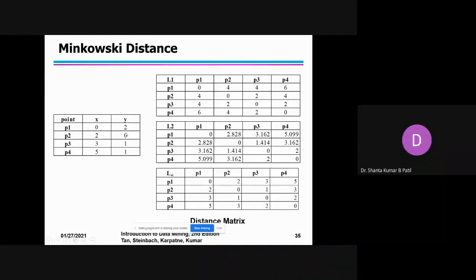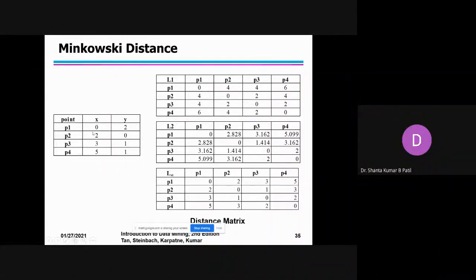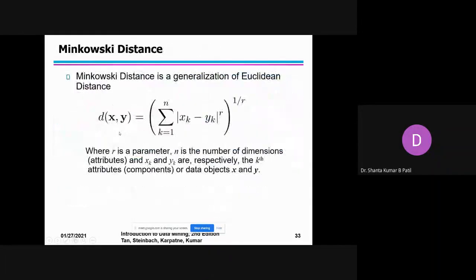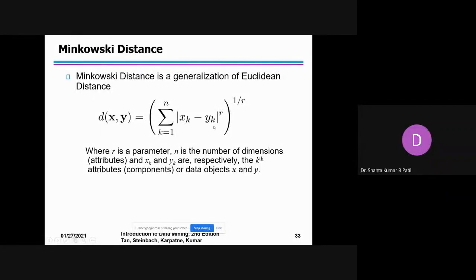Subtract again. You need to subtract the y value of P2 from the y value of P1. So you are subtracting. It is a -2, whereas this is a +2. So you are taking the magnitude of the -2. The magnitude of the -2 is +2 only, I will show you in the derivation, whereas the magnitude of the +2 is +2. If we add these two according to the Minkowski equation, this is xk minus yk.